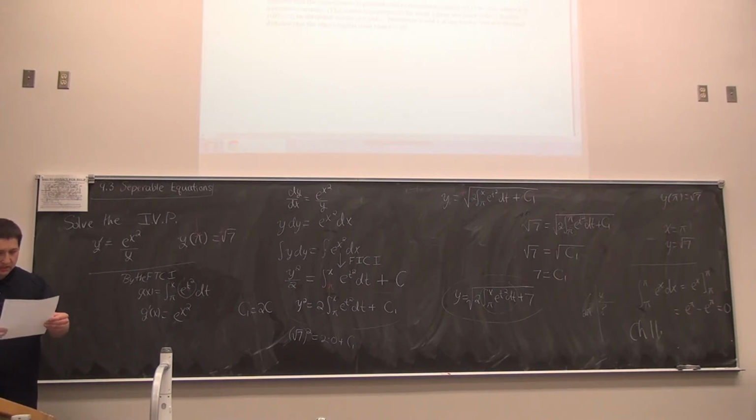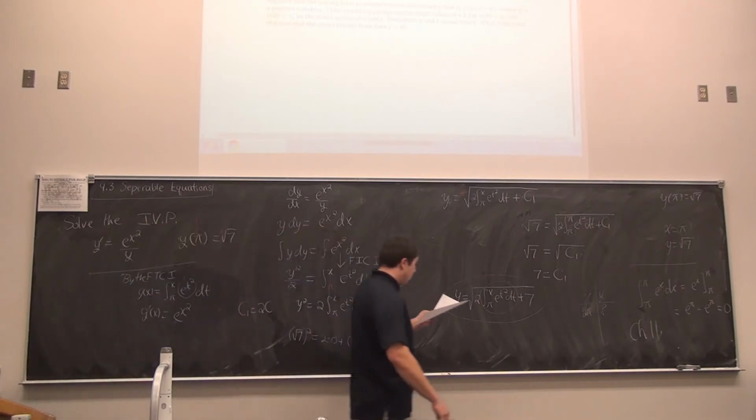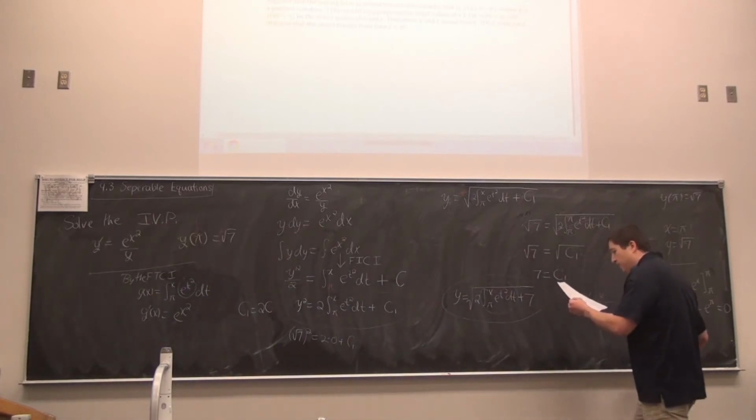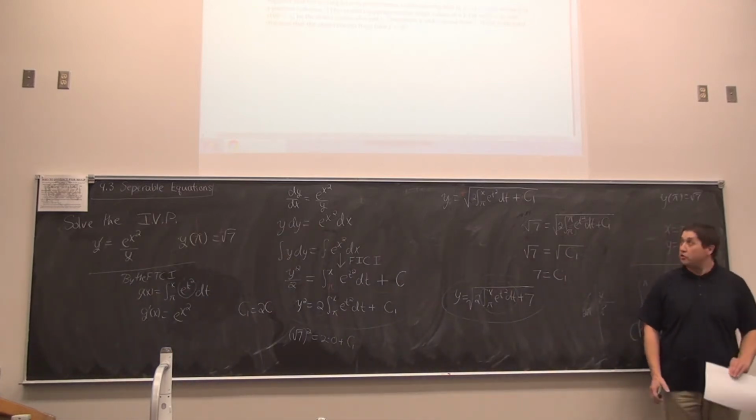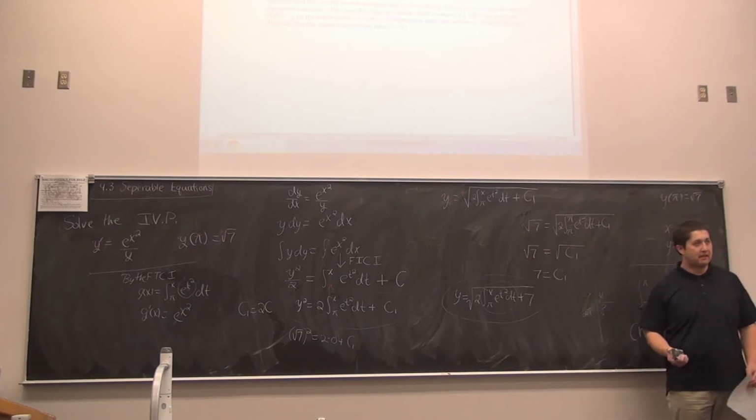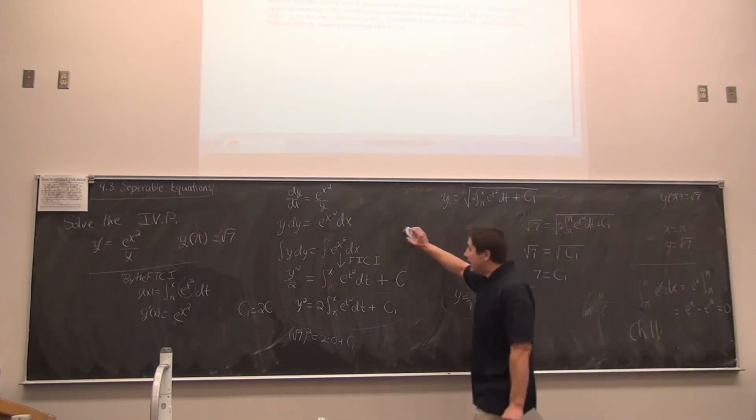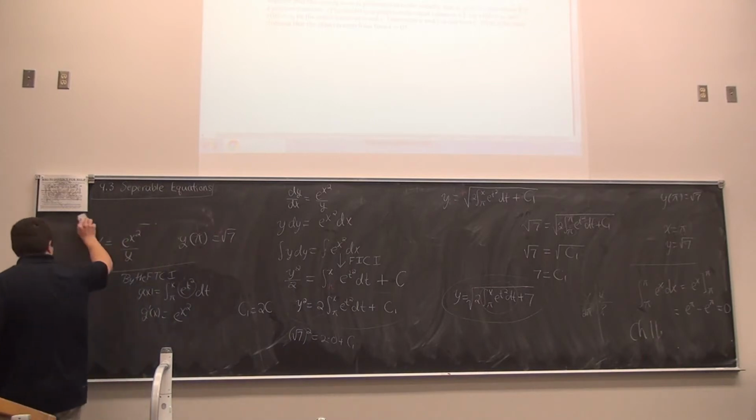Okay, so let's decide on one more. I want to do one that must be left in implicit form so that when you're doing the homework problems and it says leave problems 5 and 7 in implicit form, you know what to look for.